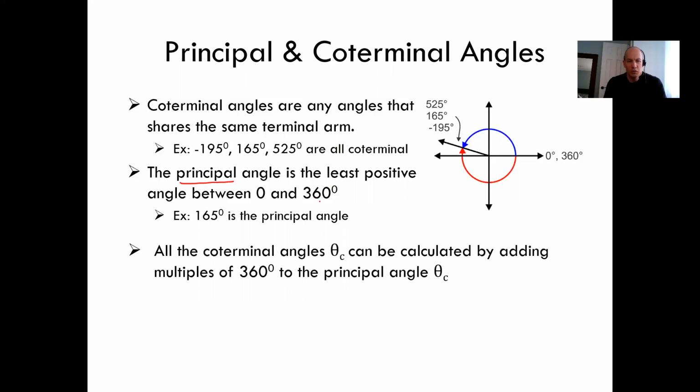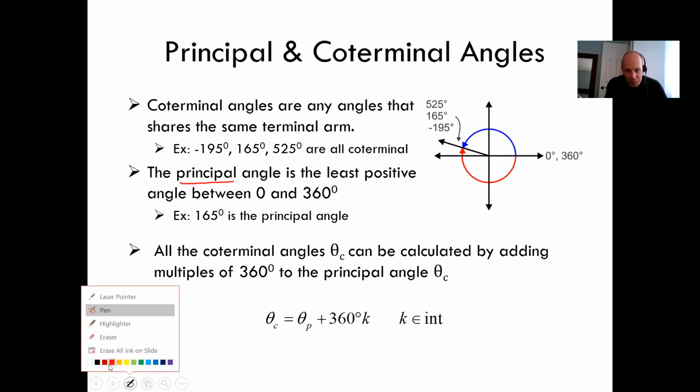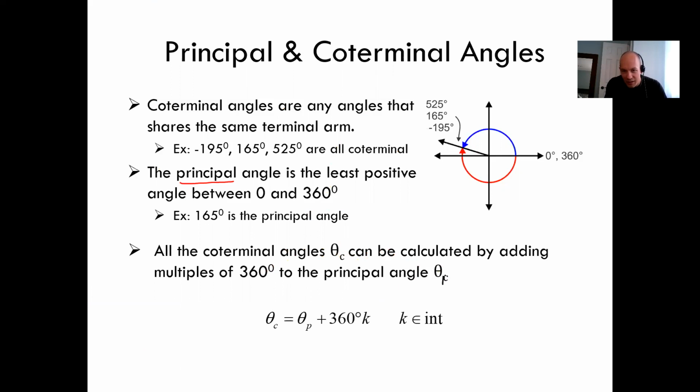So we have a notation that we use. All the coterminal angles, theta c, can be calculated by adding multiples of 360 degrees to the principal angle. That c is actually a typo. That should not be there. The principal angle is theta, and then coterminal angles will be theta c. I think that was supposed to be a p up there, so let me just go change that. p is for principal, and I'll just have to fix that. There we go. So the coterminal angles can be calculated by taking the principal angle and you add 360 degrees times k, where k belongs to the integers.